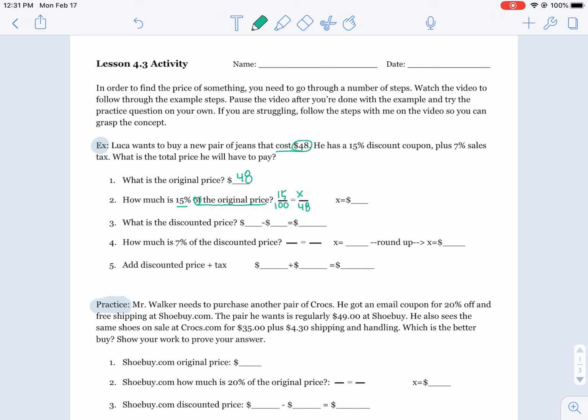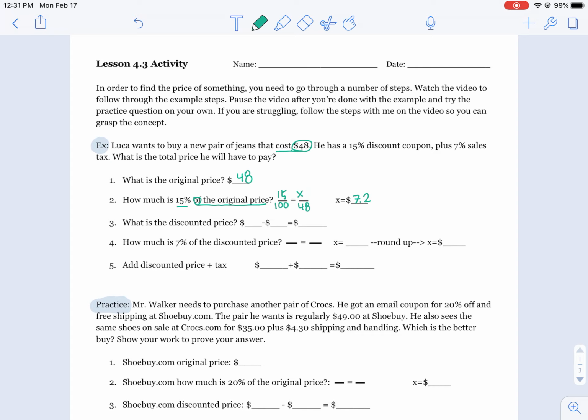Now you can go ahead and use your calculators to plug in the numbers. 15 times 48 divided by 100. And this should give you a number, 7.2. Okay? Now, this is 15% of the original price. It doesn't mean that you're only going to pay $7.20 for your jeans. You actually have to find out the discounted price.